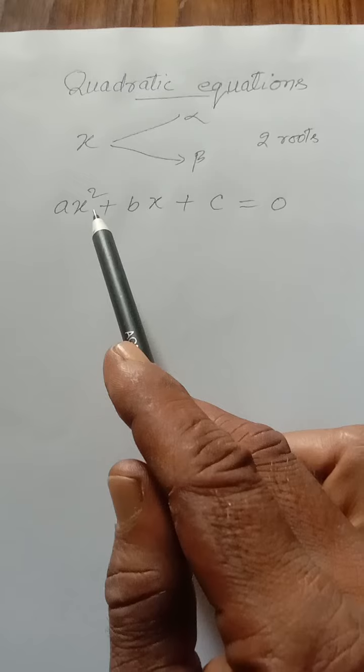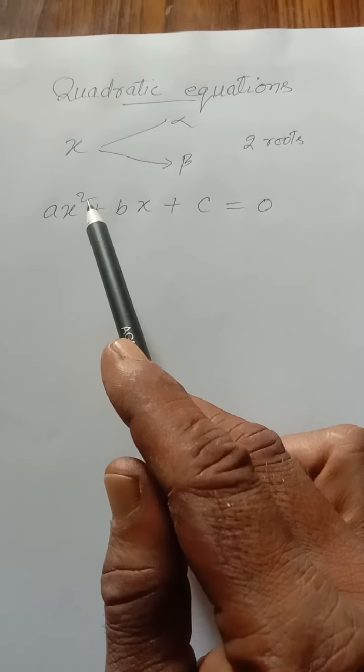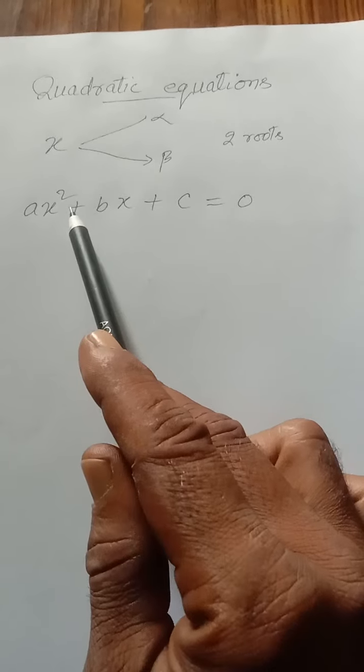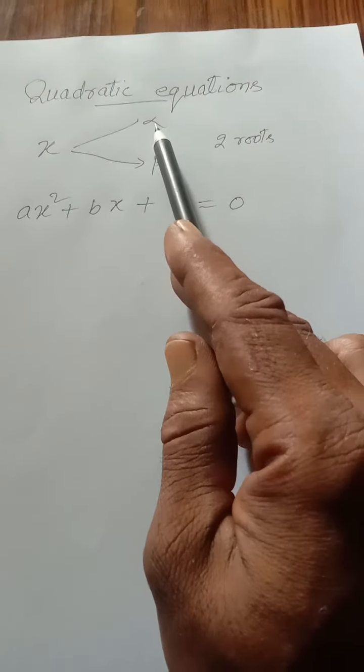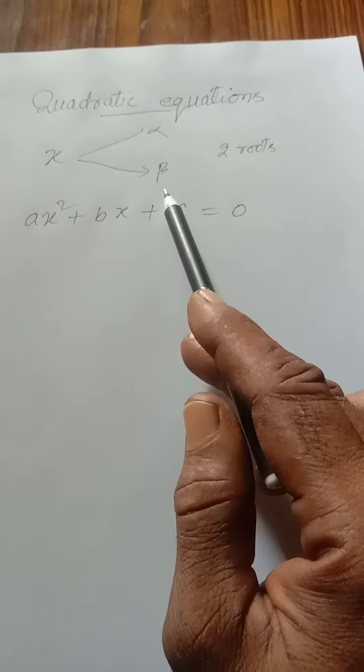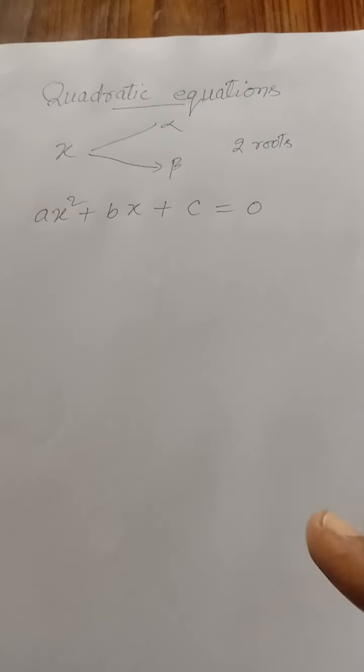You are seeing there is power, meaning the degree of this standard form is 2. So it will have two roots, alpha and beta. But from where have they come? Just I am showing you magic.